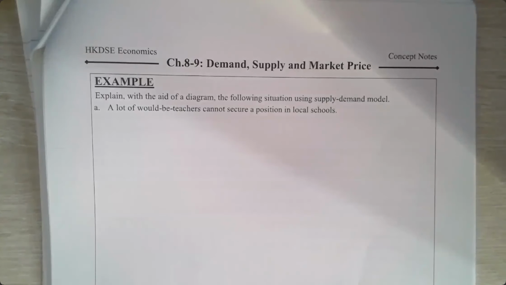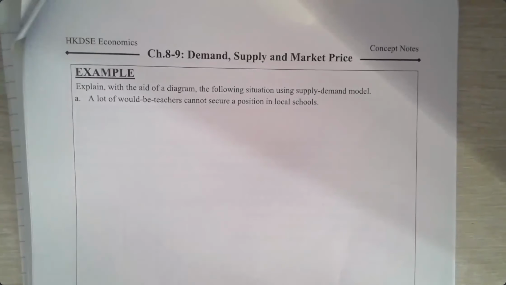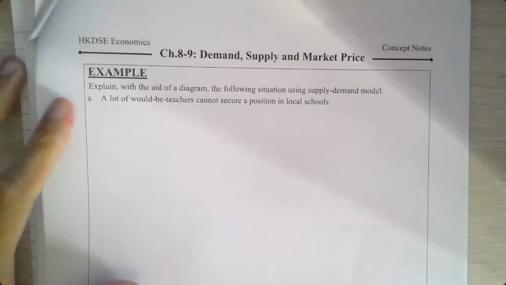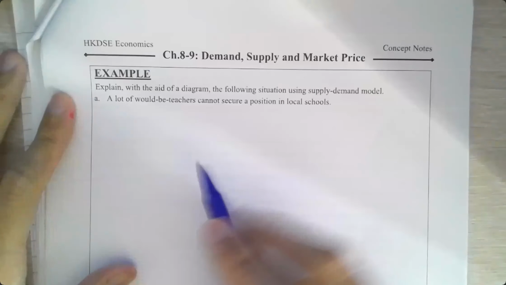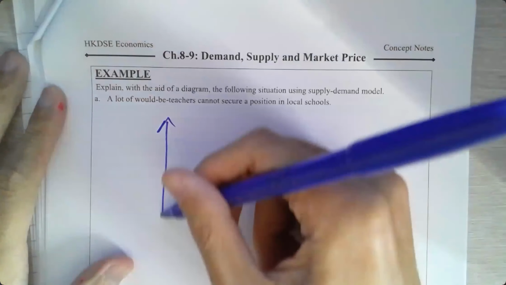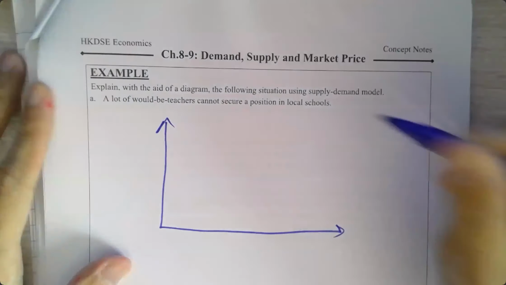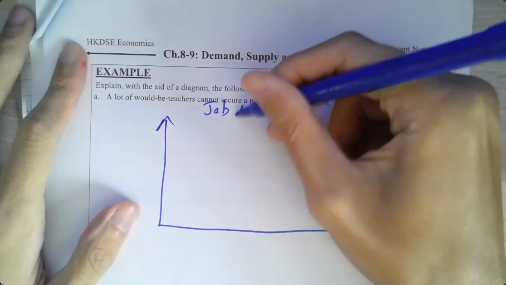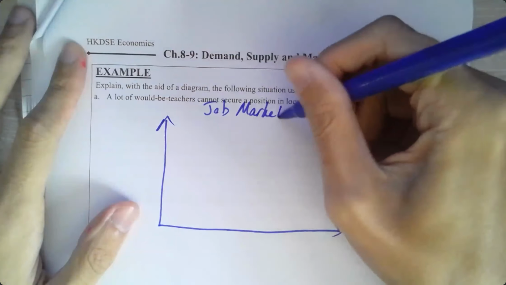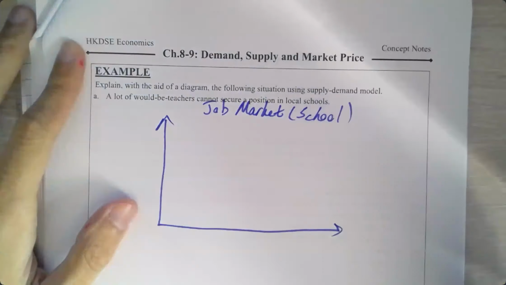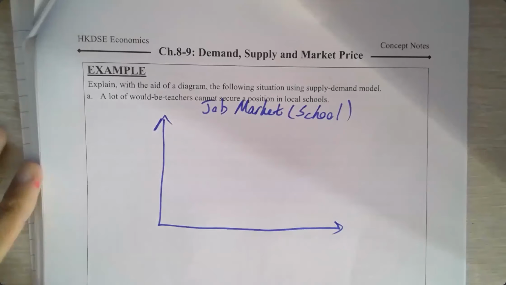Okay, so a lot of people, myself included, try to look for a job but couldn't find a job. Okay, unfortunately. Okay, 好嘛。So what is the situation here? 好啦 cannot secure a position。我哋睇睇先，原來係咁嘅，我哋咁畫嘅。Now this is a job market. More specifically for school.